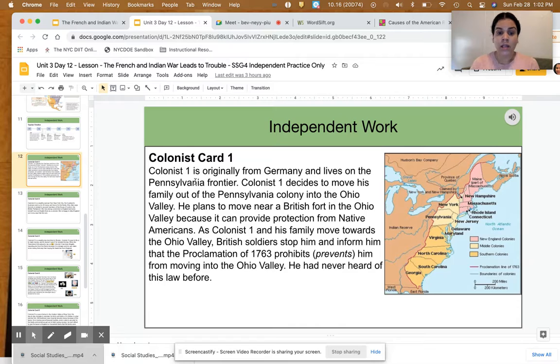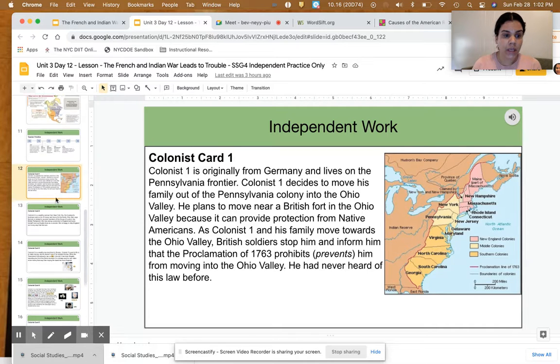It says, Colonist 1 is originally from Germany and lives on the Pennsylvania frontier. Colonist 1 decides to move his family out of the Pennsylvania colony into the Ohio Valley. He plans to move near a British fort in the Ohio Valley because it can provide protection from Native Americans. As Colonist 1 and his family move towards the Ohio Valley, British soldiers stop him and inform him that the Proclamation of 1763 prohibits or prevents or stops him from moving into the Ohio Valley. He had never heard of this law before.